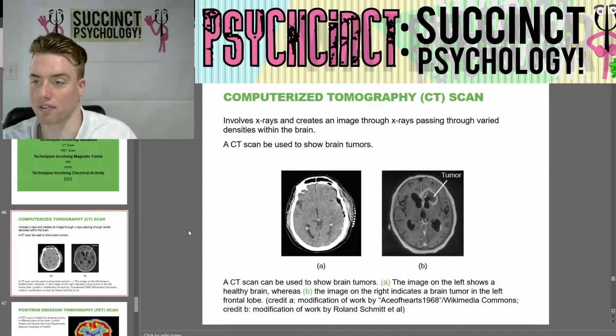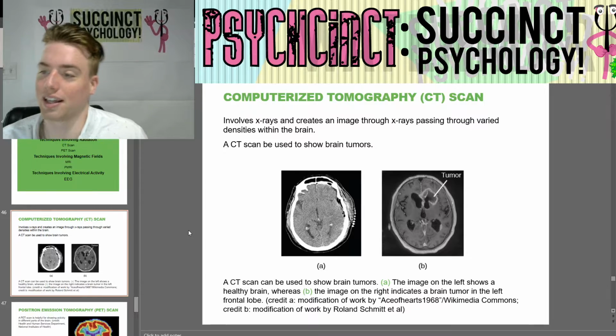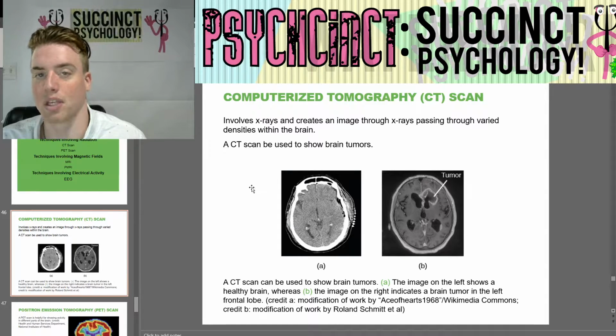First off, we have computerized tomography, or CT scan. You can just say CT scan, you don't have to say computerized tomography. That's a lot to say. It involves x-rays and creates an image through x-rays passing through varied densities within the brain. A CT scan can be used to show brain tumors.